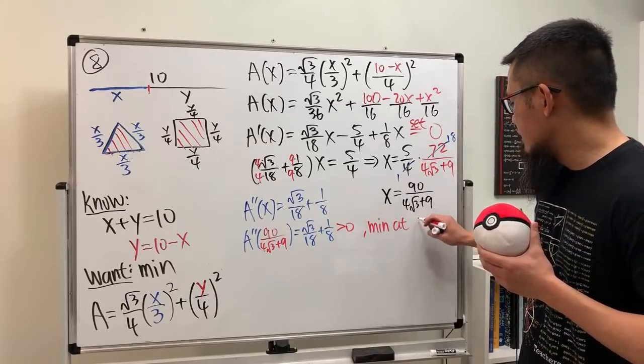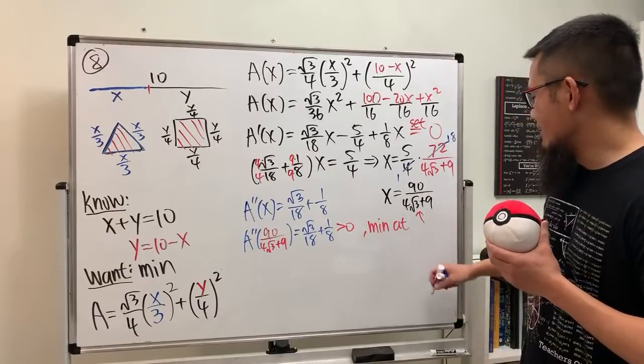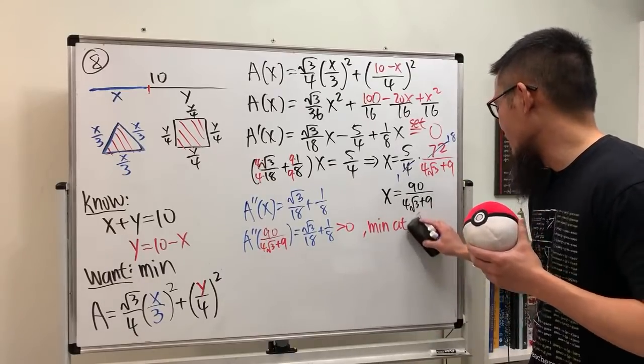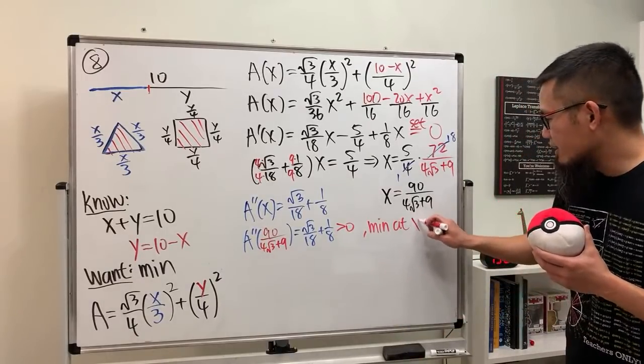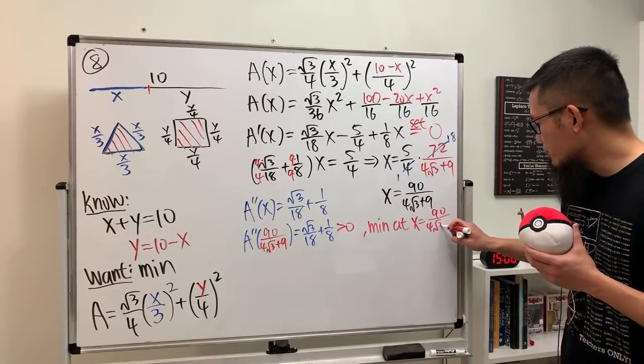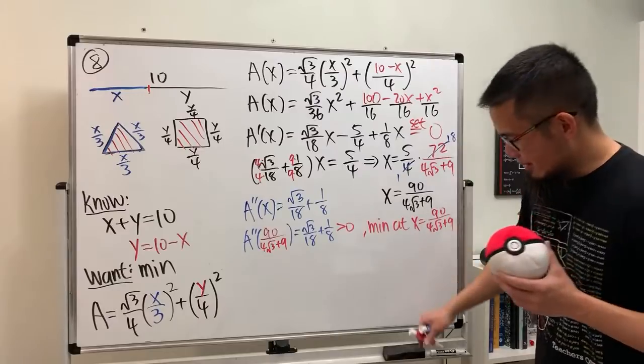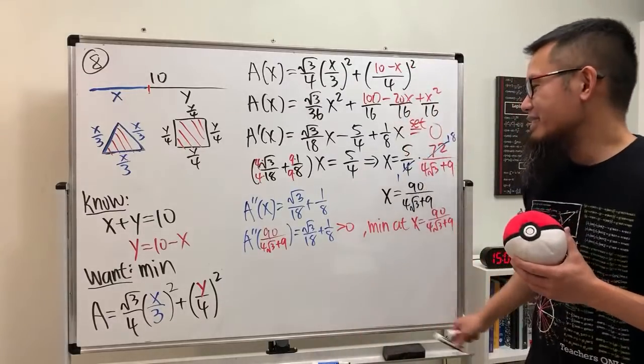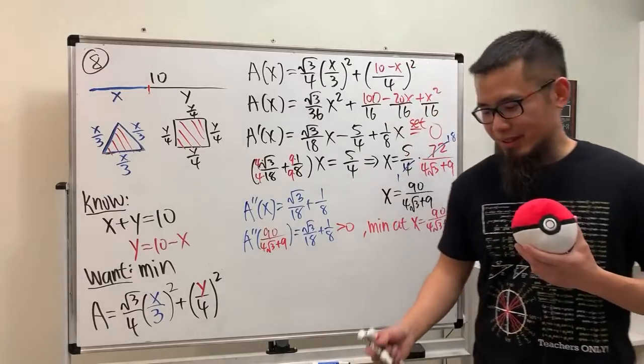So we do have a minimum at this x value. Let me just write it down. Okay, x equals 90 over 4 square root of 3 plus 9. Okay, done. It should be enough explanation already, right? So just the typical thing.